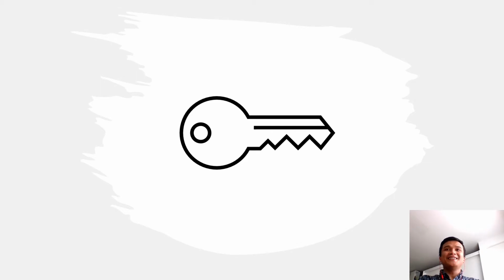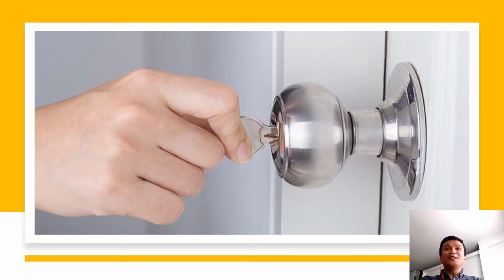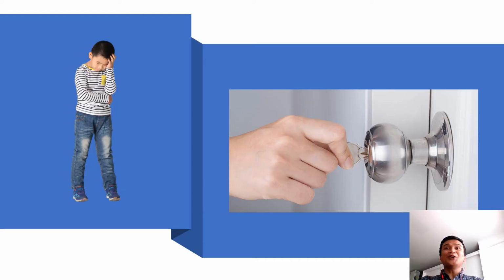First, let's take a look at this picture. What can you see? Yes, very good. This is a key. We use a key to open a lock. We usually need a key when we need to open a doorknob. And it is very important that you must always remember to bring the keys when you are going outside your house, because if not, you cannot enter your house.